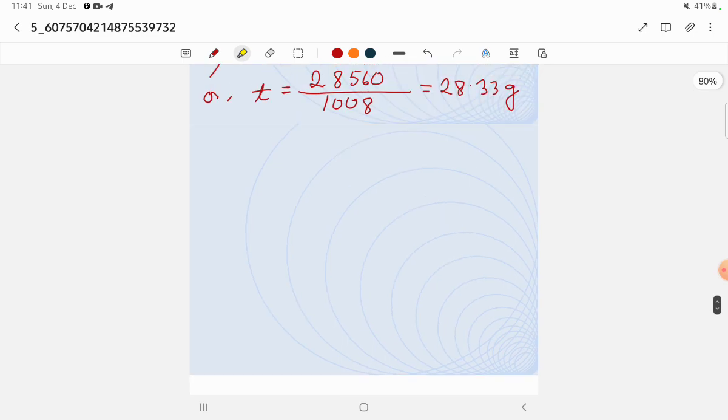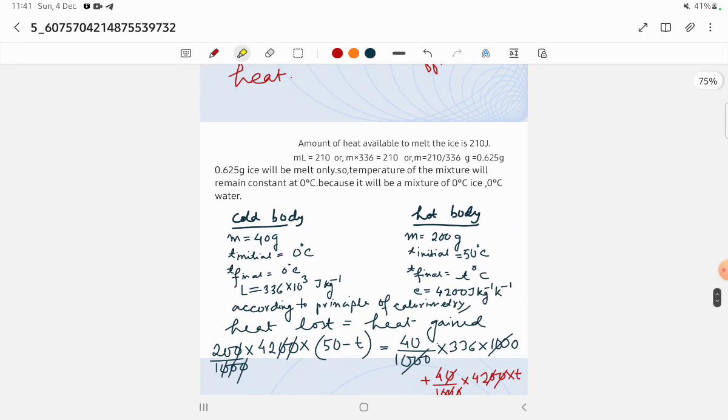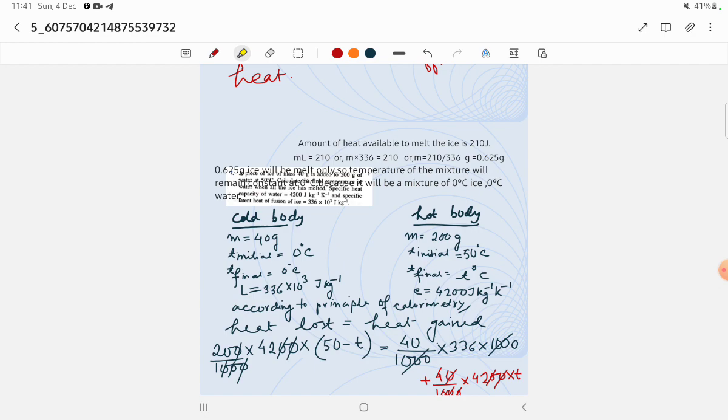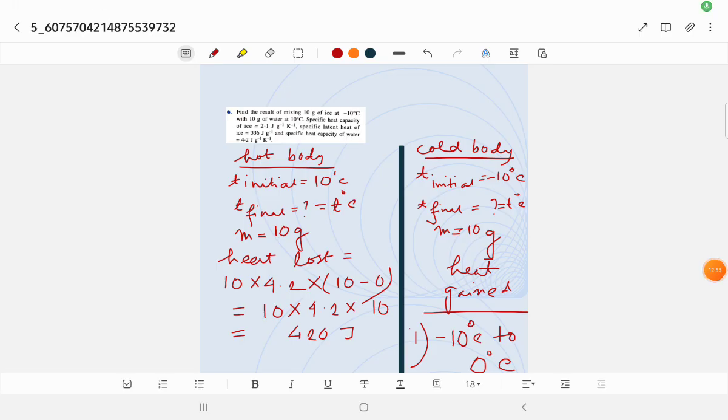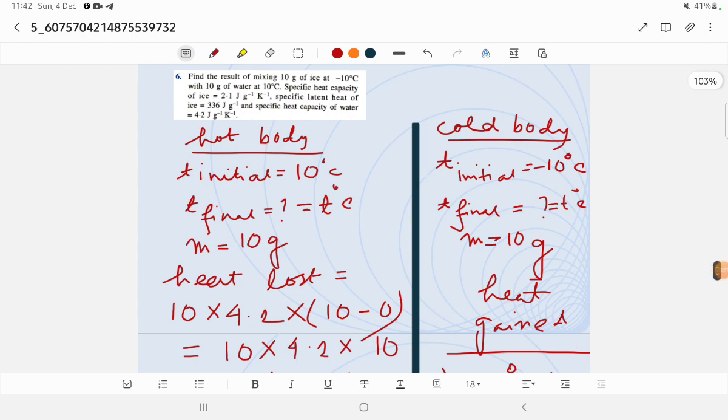Next, find the result of mixing. This result of mixing sum will come definitely. How to do this type of sum? Result of mixing type. They have given 10 gram of ice at minus 10 with 10 gram of water at 10. So it depends on how much ice will melt, and that will decide the resultant temperature.